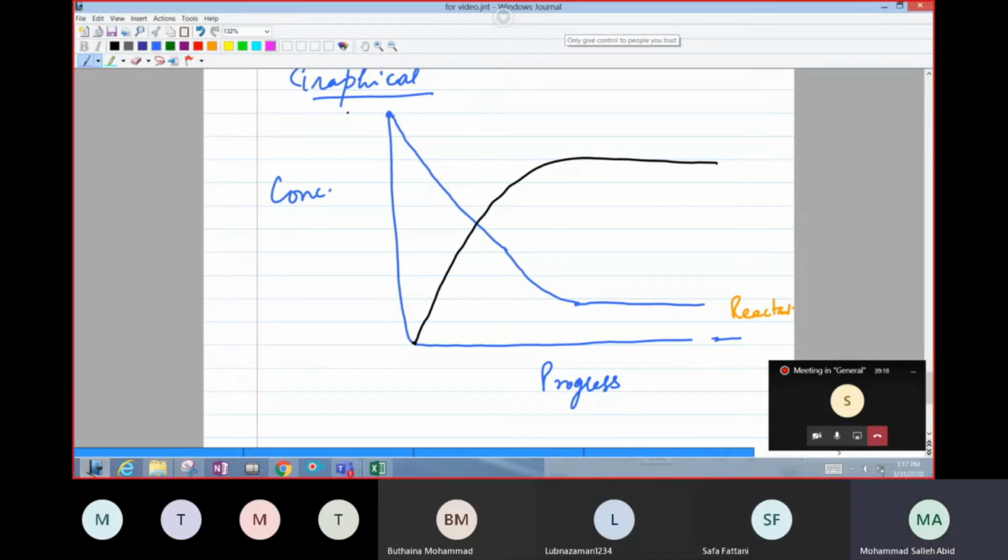So the point where they become constant, they do not change. That is the point where the equilibrium is reached. So what is happening is the amount of the product remains constant. The amount of the reactants remains constant with time. Is this clear?